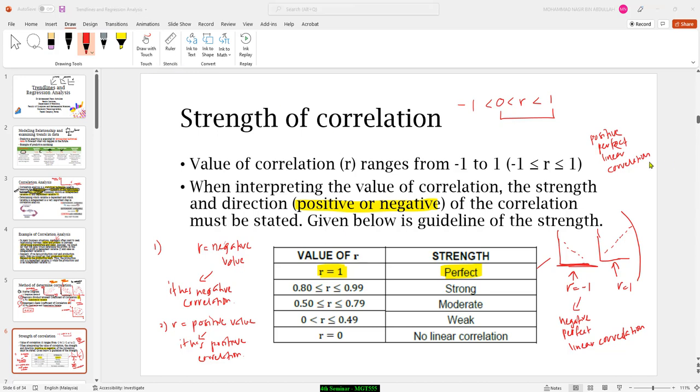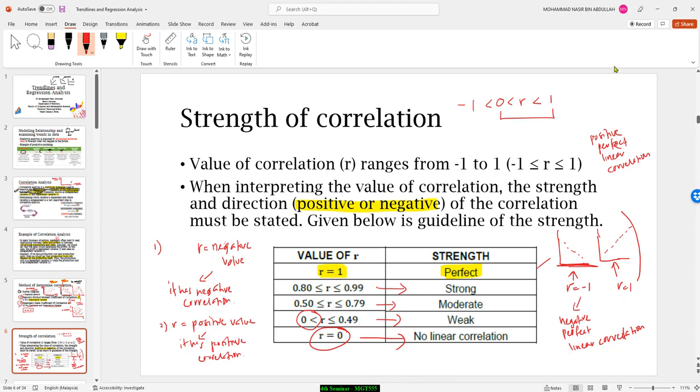So now if R is between 0.8 and 0.99, so we can indicate it has a strong correlation. If R is between 0.5 and 0.79, is having a moderate correlation. If R is between 0 and 0.49, 0 is not inclusive, right? It has a weak correlation. If R is equal to 0, there are no linear correlation. Boleh faham? There are no linear correlation. Boleh?